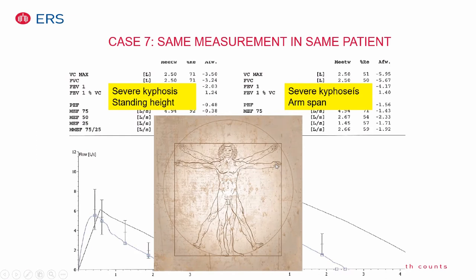And I've seen one question in the chat, why don't we use arm span all the time? Now, because arm span is always a sum of several measurements, and there is potentially very much variability with all the lines you are following here, it's much less accurate than a good standing height. So for routine purposes, you should always use standing height with a calibrated stadiometer.